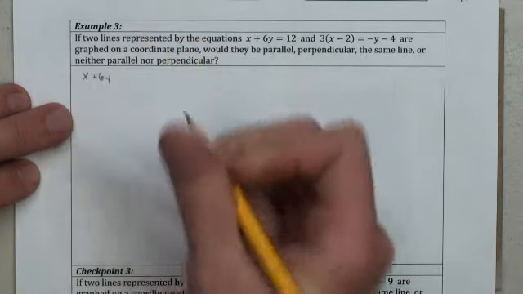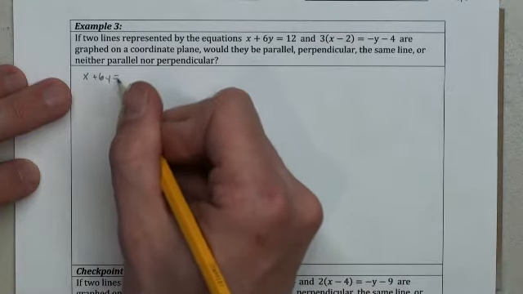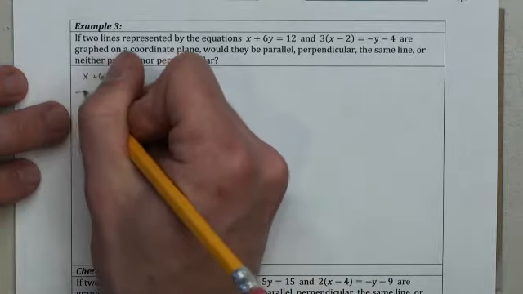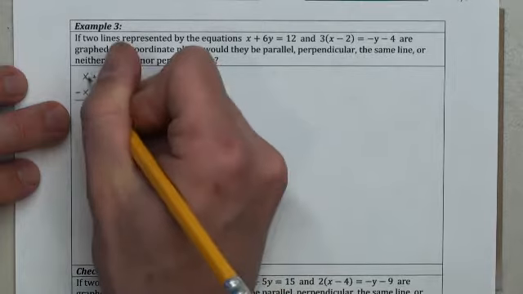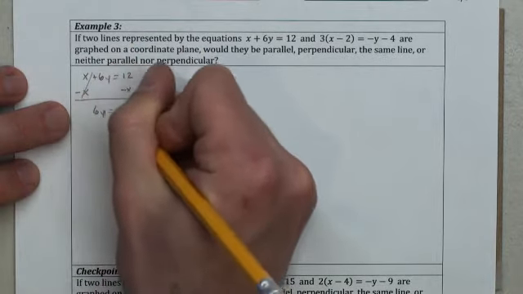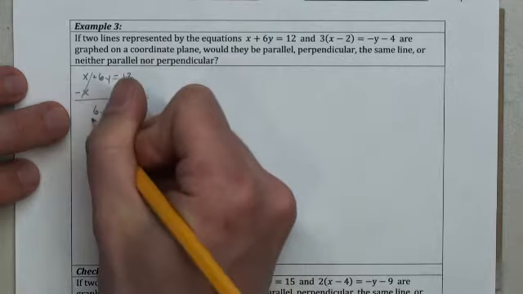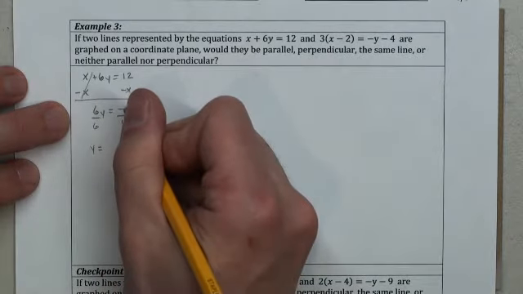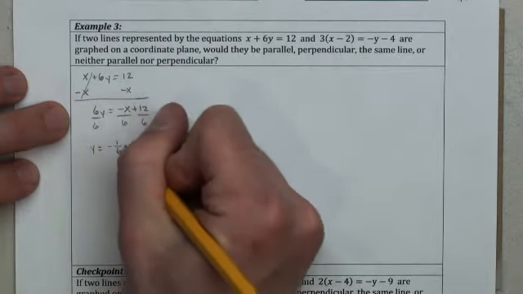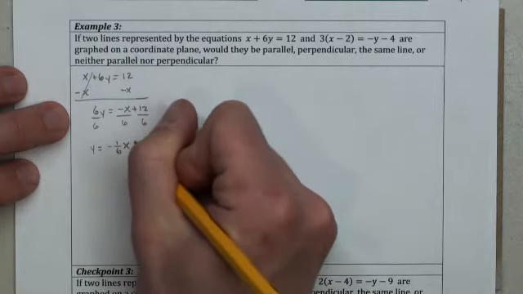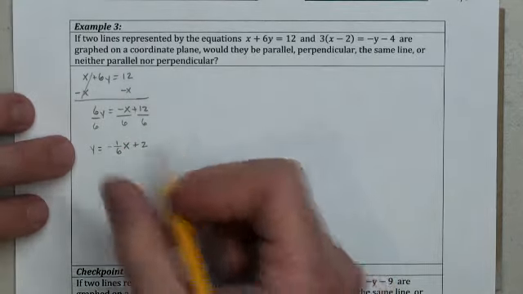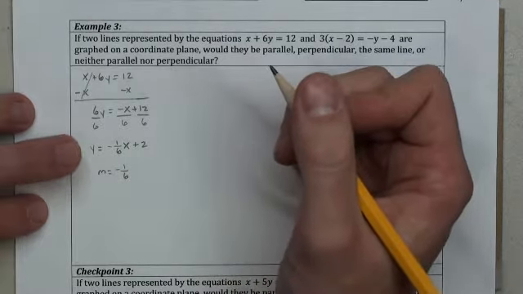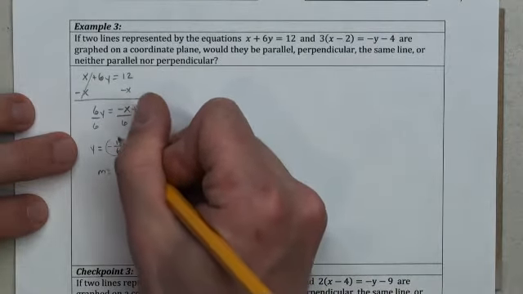By the way, you can't graph these lines on the calculator until they're in y equals mx plus b form. So no matter what, you have to put them in y equals mx plus b form first. So I'm going to subtract x from both sides. So 6y equals negative x plus 12. Divide everything by 6. Y equals, remember that's a 1 in front of that x, so that's really negative 1/6 x plus 2. Okay? And my slope is negative 1/6. That's what's in front of the x, that negative 1/6.